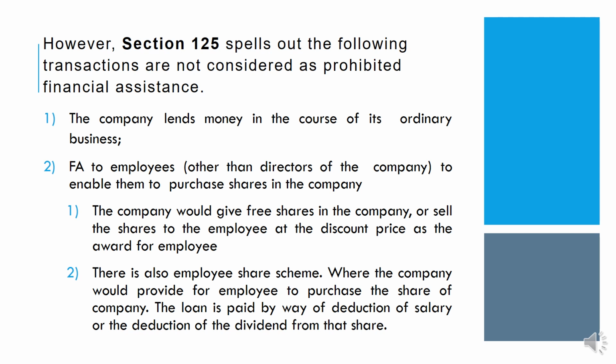The company would give free shares in the company or sell the shares to the employee at a discount price. Okay, a discount price as the award for the employee. This is not financial assistance. If it's not the employee, but another person, another company or the directors, this is considered financial assistance. But because this is for employees, it falls under section 125, where the company can assist the employees to enable them to purchase the shares in the company.